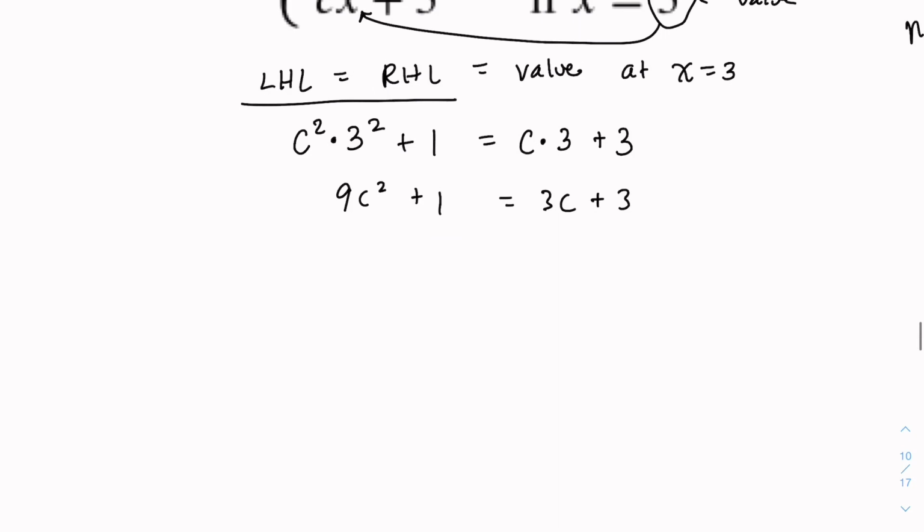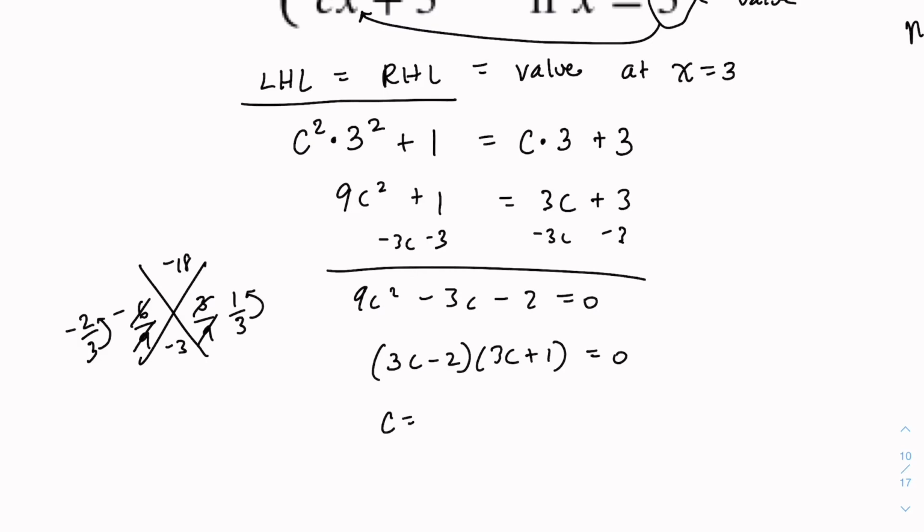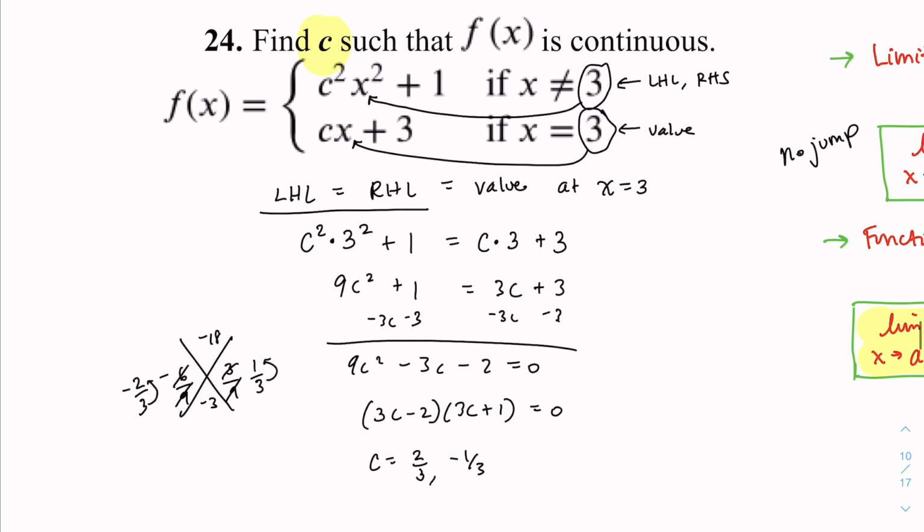I have a quadratic. I'll keep my c squared positive, so I need numbers that multiply to negative 18 but add to negative 3. 6, negative 6 and 3, and I'm dividing by 9. That gives me negative 2/3 here and 1/3 here. So I get, reading bottom to top, 3c minus 2. And here, bottom to top, I get 3c plus 1 equals 0. So c can equal 2/3. c can also equal negative 1/3. And both of those values for c will make my left-hand limit equal my right-hand limit equal my value, meaning I have a continuous function.